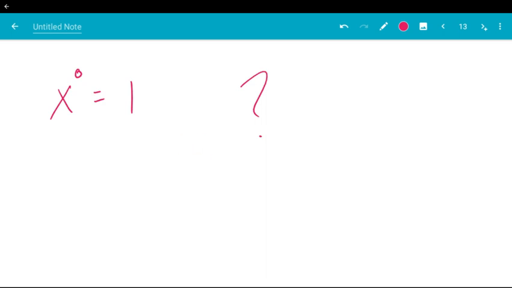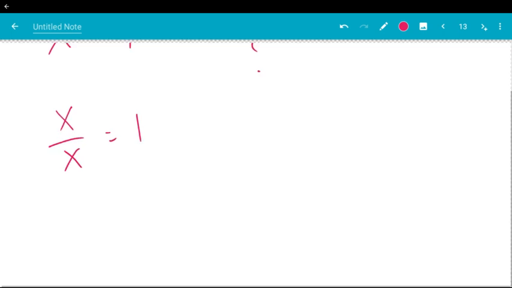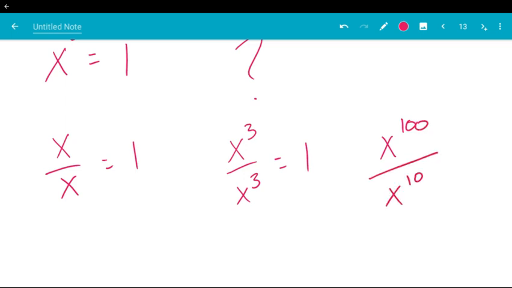So for example, what is anything divided by itself? 1. So that means x to the first power divided by x to the first power is equal to 1. But what about x to the third power divided by x to the third power? Also 1. What about x to the 100th power divided by x to the 100th power? Also 1.